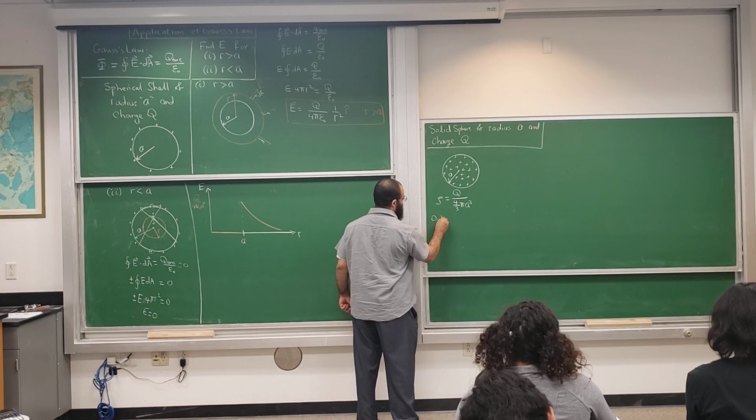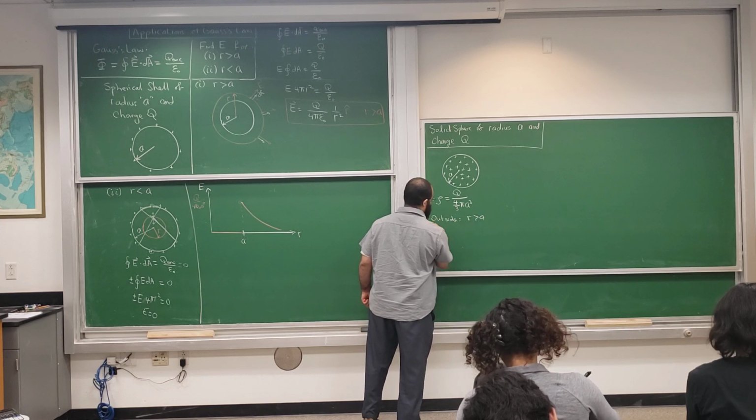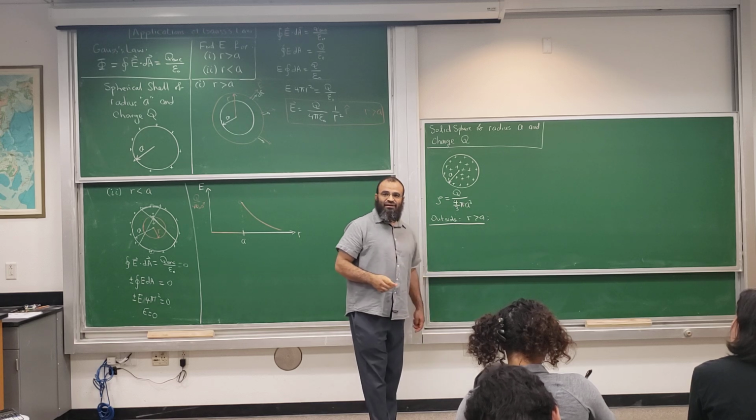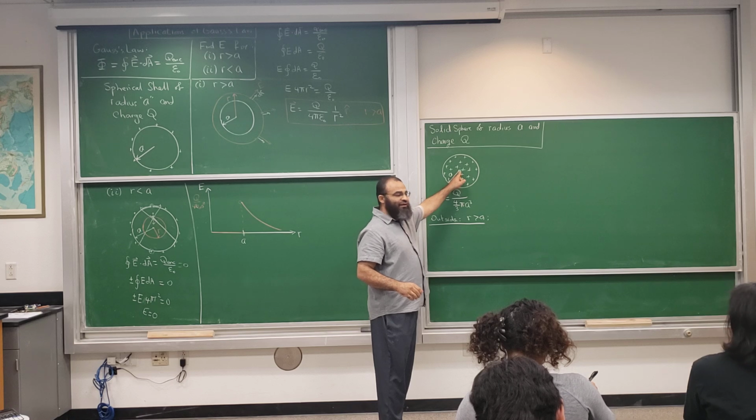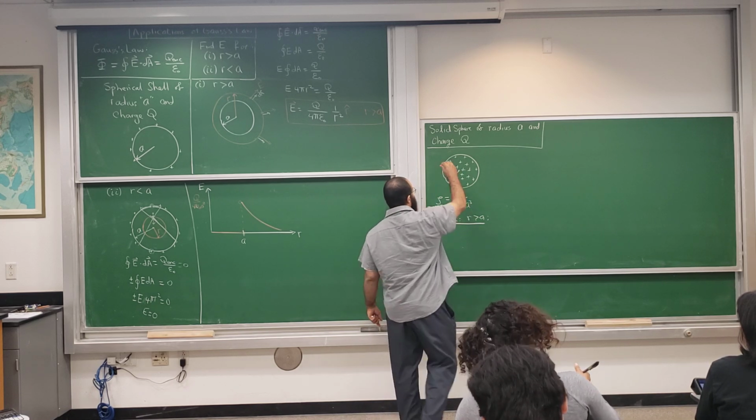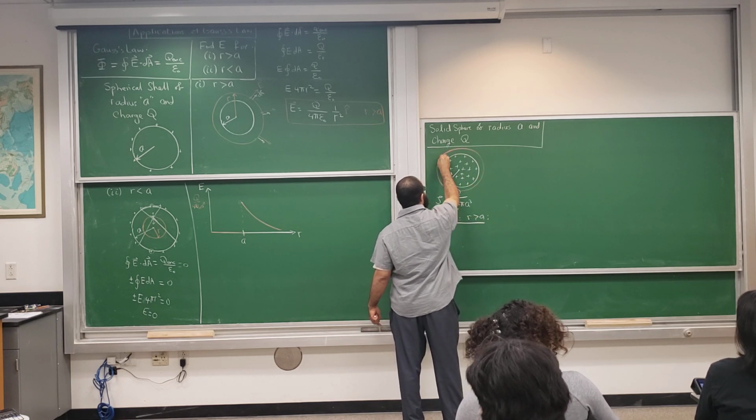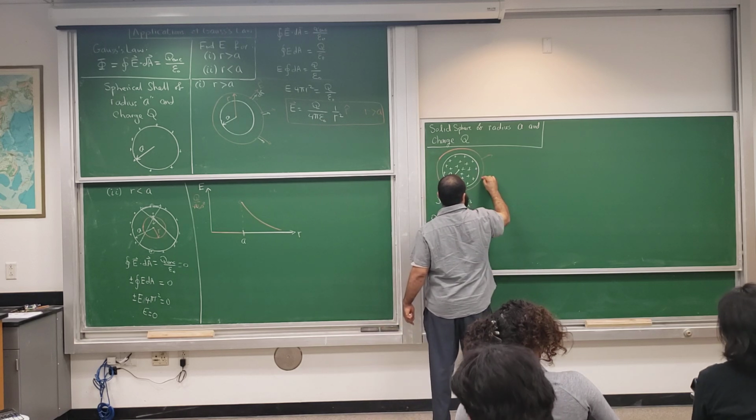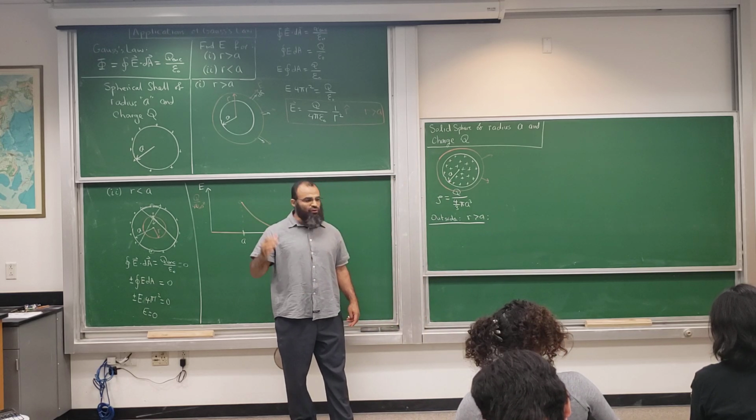So outside means R is greater than A. Choose a Gaussian surface, right? The sphere, with the same center as this one. And we guess that the electric field is going to be radially out. So here is my Gaussian surface. My electric field is radially outward, right? Here is the electric field. And it's also the same direction as the area, right? We went through this exercise.